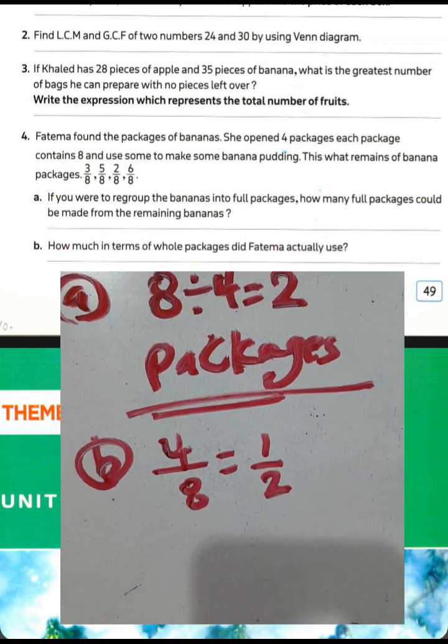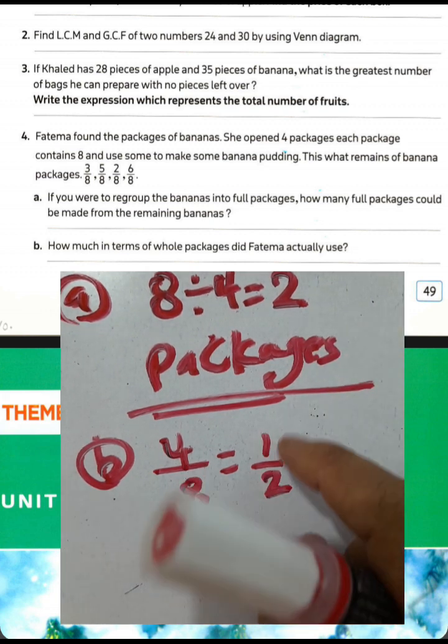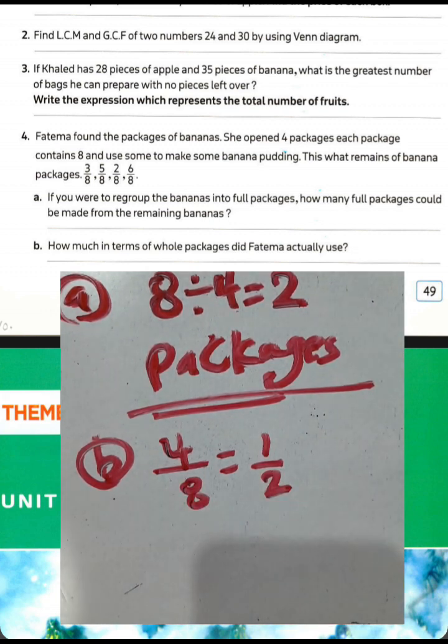Letter B. How much in terms of whole packages did Fatima actually use? She used a half, because she opened the 4 packages, each package contains 8. 4 divided by 8 equals half. Understood? Again, Fatima found the package of banana. She opened the 4 packages. Each packet contains 8.